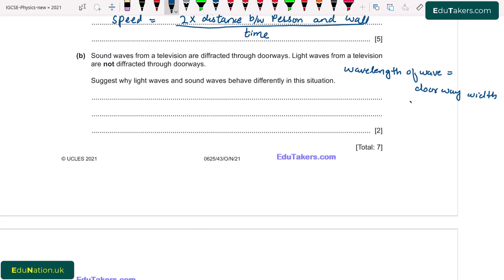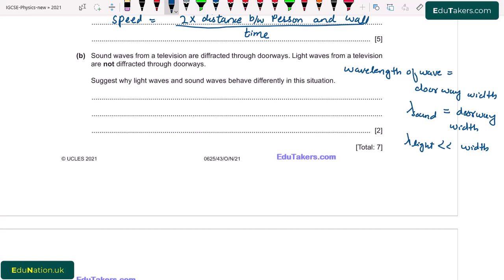I write here: wavelength of sound is equal to or greater than the doorway width. But the wavelength of light is much less than this width. That's why the sound waves get diffracted but light waves do not diffract.